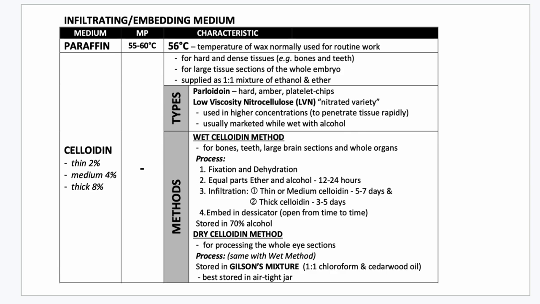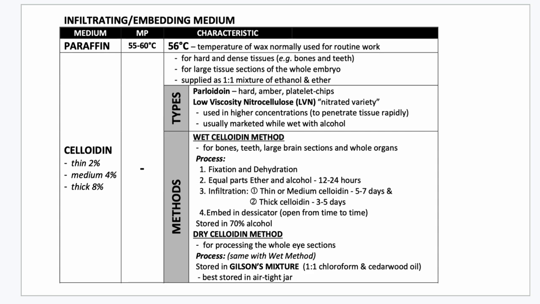Okay? Next is your celloidine. So for celloidine, this is for hard and dense tissues, and this are for large tissue sections of the whole embryo, supplied as 1:1 mixture of ethanol and ether. So we have your types, your parloidine, which are hard amber platelet chips, low viscosity nitrocellulose, nitrated variety, used in higher concentrations to penetrate tissue rapidly, and these are usually marketed while wet with alcohol. So you have your methods. We have your wet celloidine method and your dry celloidine method.